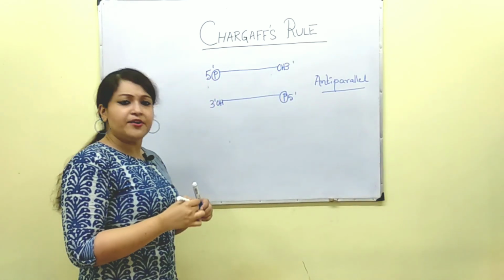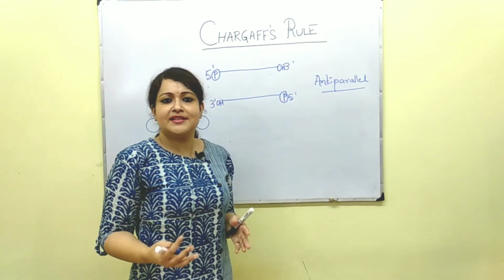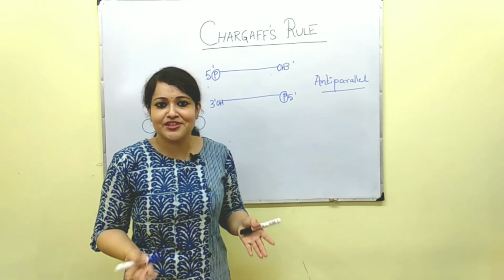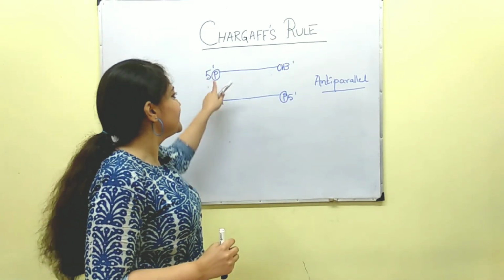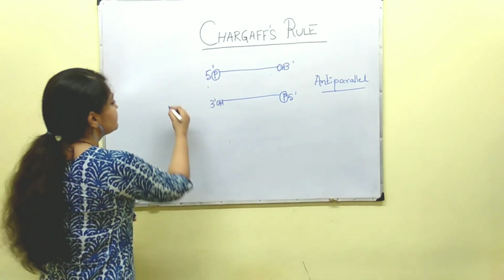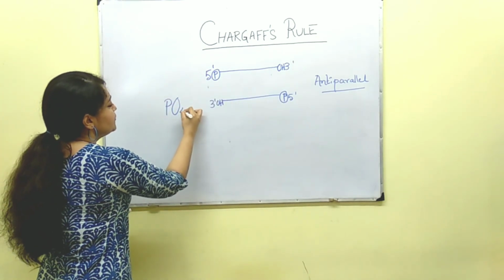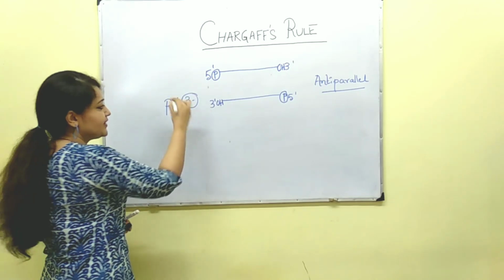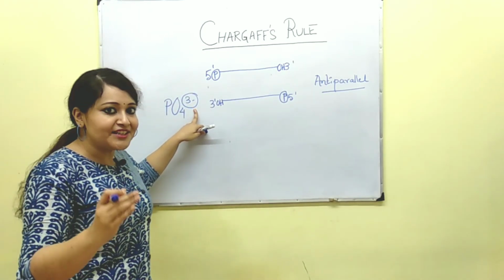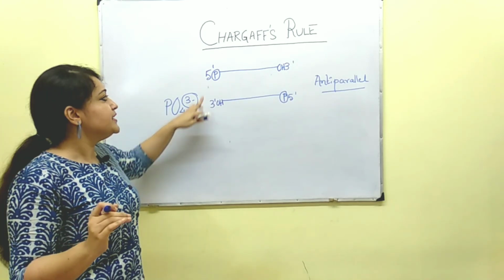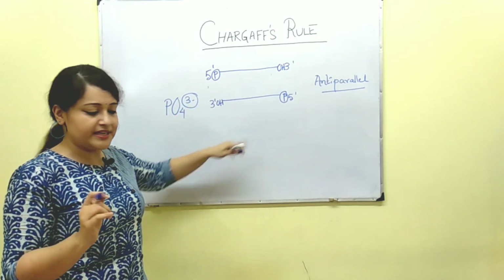Now see, very often we discuss that DNA is negatively charged. Why do we call it so? Because DNA contains phosphate groups, right? Phosphate means what? PO4 3-, right? So these 3- charges impart a negative charge to DNA. So this is the basic structure of DNA.